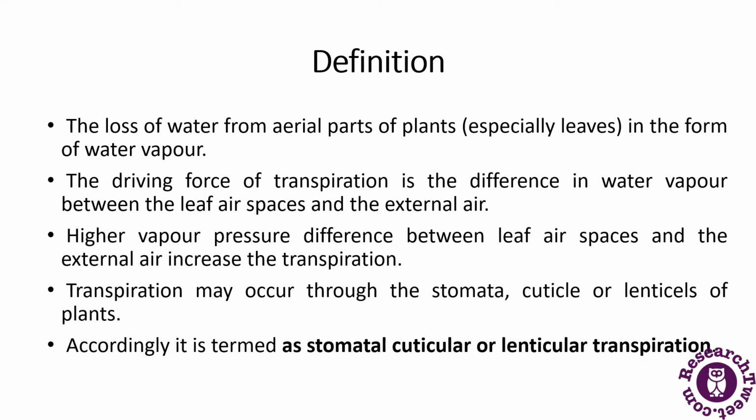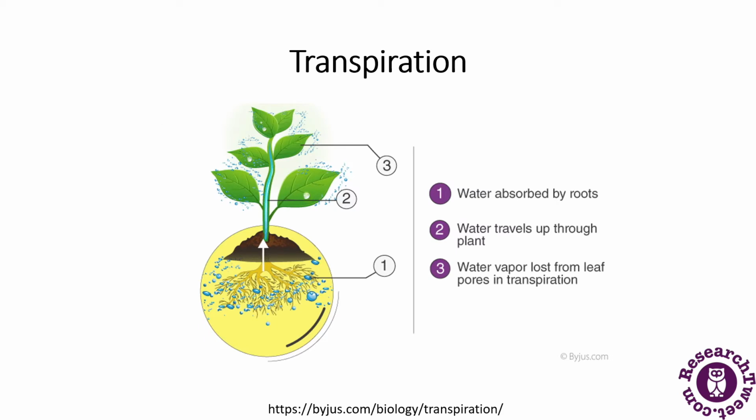The driving force of transpiration is the difference in water vapor between the leaf airspace and the external air. A high vapor pressure difference between the leaf air spaces and the external air increases the transpiration process. It occurs through the stomata, cuticles or lenticels of the plant, so it has been divided into three parts, that is stomatal, cuticular and lenticular transpiration. So the types of transpiration are three.